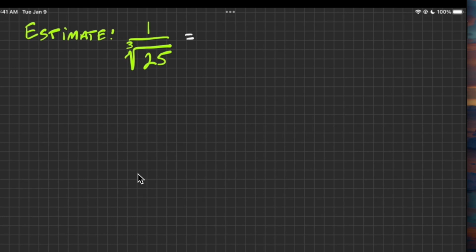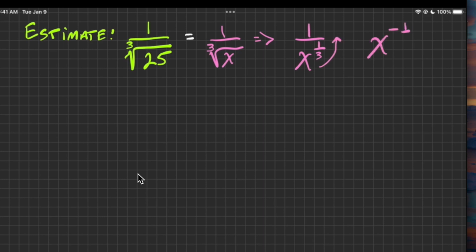In our next example, we are asked to estimate 1 over the cubed root of 25. So our working function is going to be 1 over the cubed root of x. Since I know at some point we're going to be taking the derivative, I'm going to change this to a fractional exponent, 1 over x to the 1/3, and then I'm going to bring that up into the numerator, so we're going to have x to the negative 1/3.